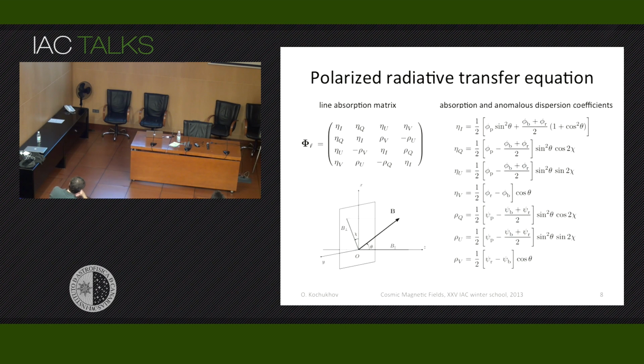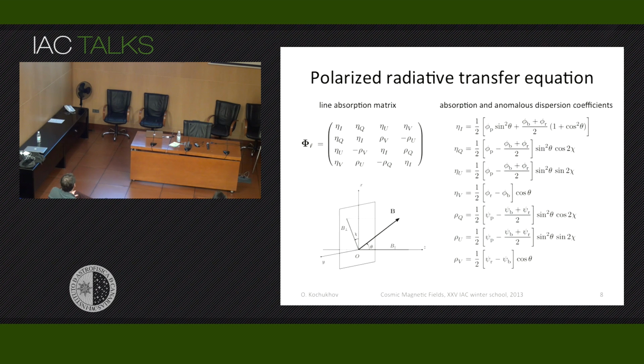So this is how these angles that are entering the expressions here are defined. So I split the magnetic field into two components, the one which is parallel to the line of sight and the one perpendicular to the line of sight. Now, just for completeness, I give these expressions for the etas and rho coefficients.